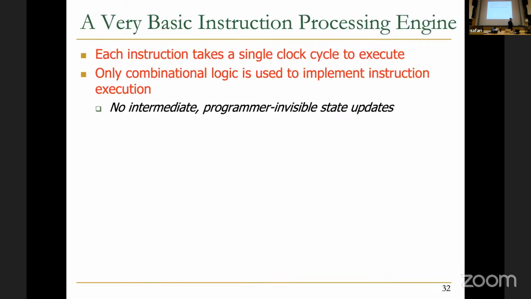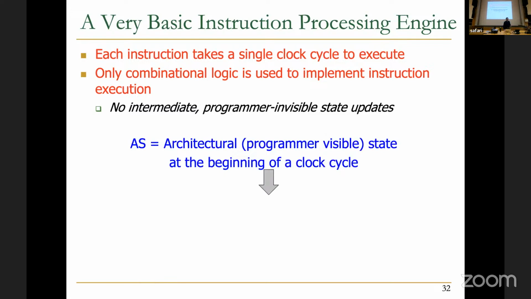So basically, given what we know so far, a very basic instruction processing engine can be designed to take only a single clock cycle to execute every instruction. And you can only use combinational logic to implement instruction execution. Sequential logic is the architectural state. Combinational logic basically enables the execution of all of the instructions in the ISA. So there are no intermediate programmer invisible state updates. So this is what we're going to do.